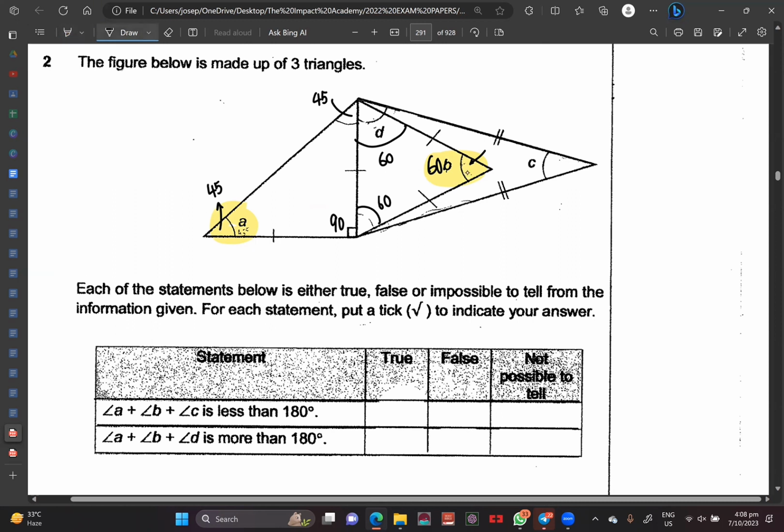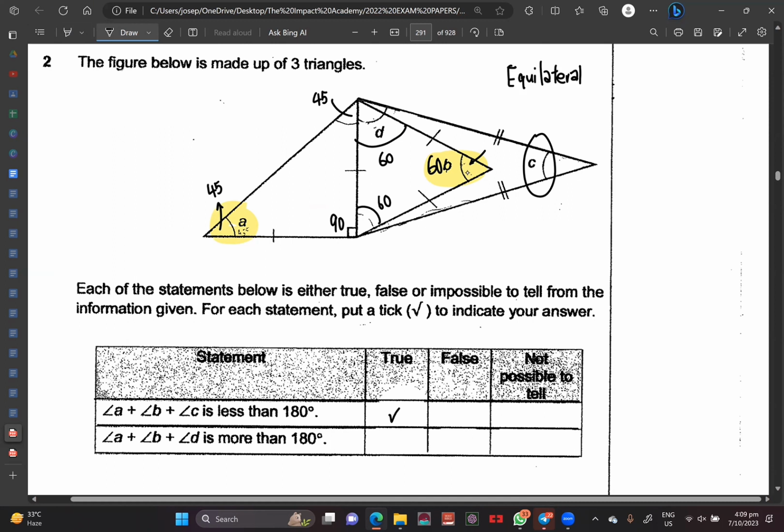I ask you a question. When you look at C, do you think C will be an acute or an obtuse angle? It has to be an acute angle. You get what I'm trying to say? If it's an obtuse, then it will exceed 180. And this explains why it is true.